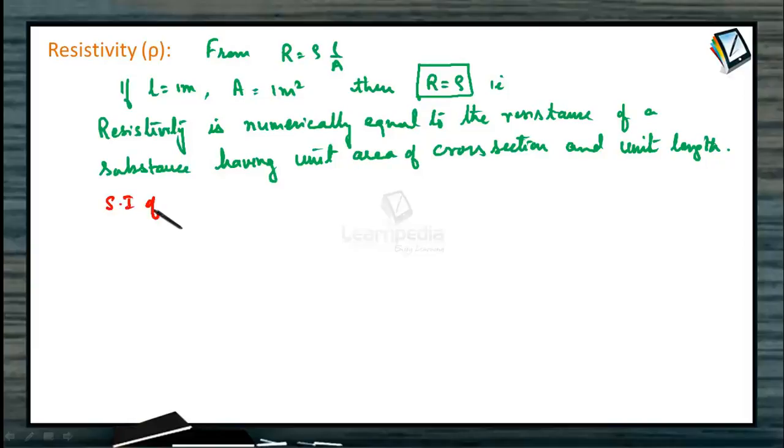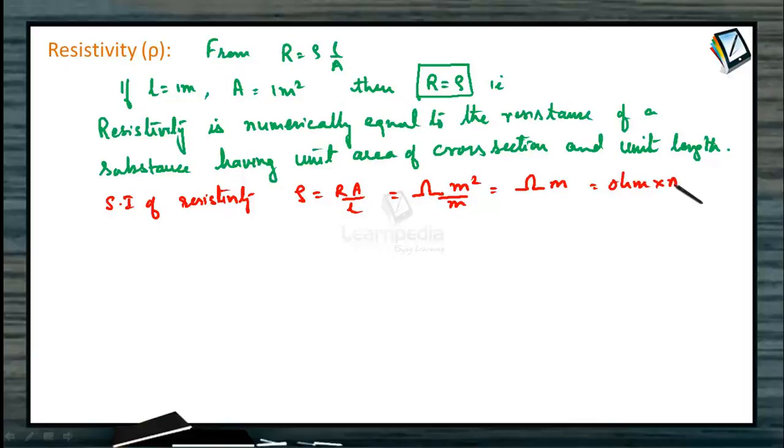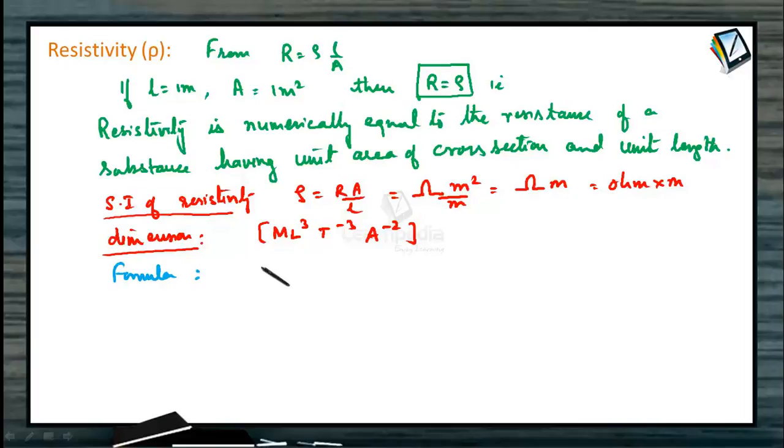SI unit of resistivity rho will be RA by L, so it will be ohm meter square by meter, which we can write as ohm meter. Dimension: M L cube T to the power minus 3 A to the power minus 2. From the drift velocity formula we calculated, rho is equal to m by n e square tau. It depends on the relaxation time.